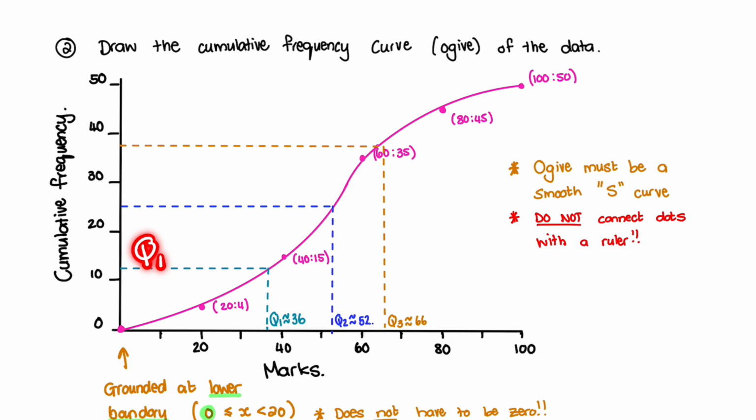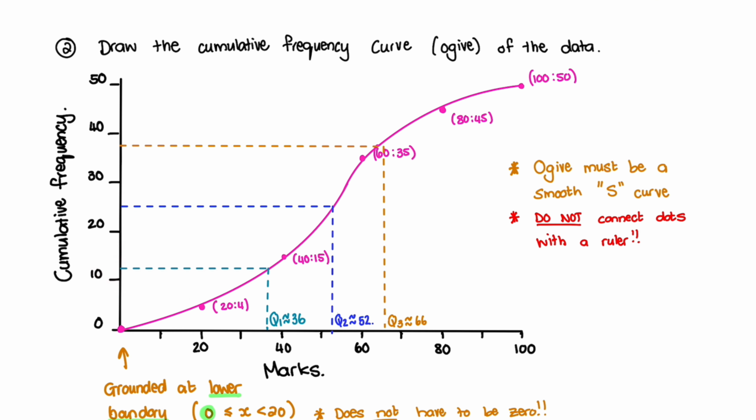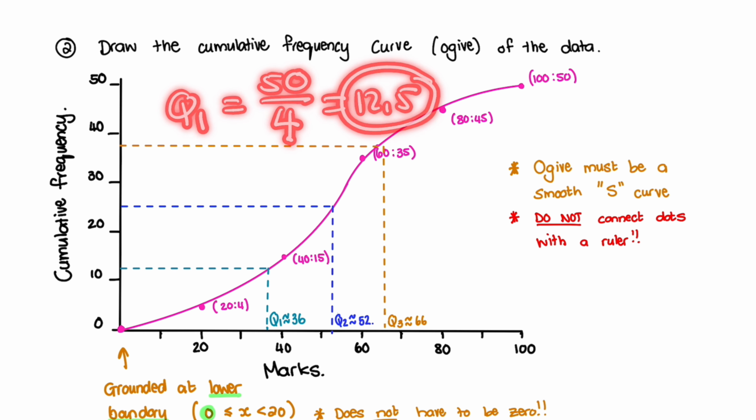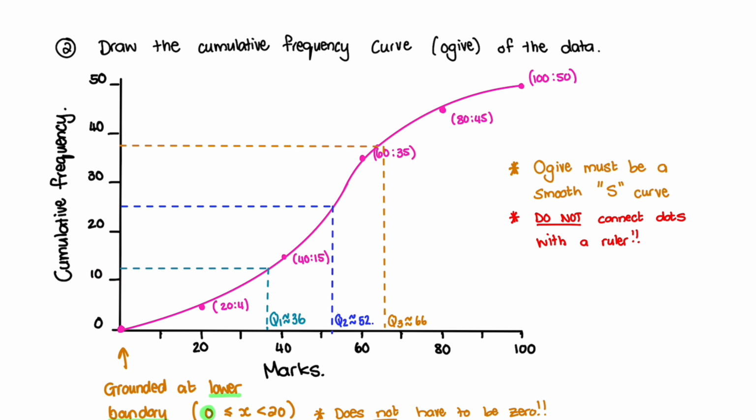Now, for the lower quartile, we need to consider half of the half. So we have 25 students, and half of 25 would be the lower quartile. So that is at position 12.5. Now, obviously, we don't have a 12.5, but we can plot here 12.5. Another way to do that for the lower quartile is we take the total, which is 50, and we divide it by 4. And that's also 12.5. Now remember, this 12.5 represents the position of the lower quartile.